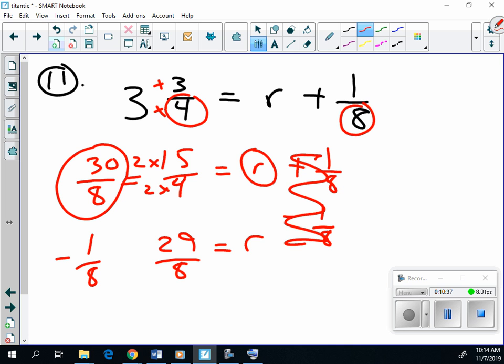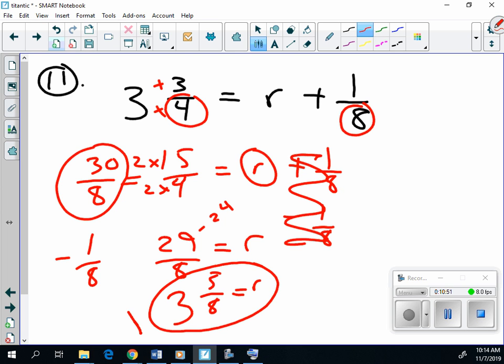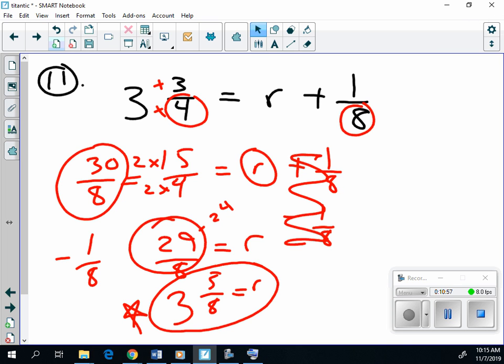8 times 3 is 24, right? 24. So 29 minus 24 is 5. 3 and 5/8 equals r. So I'd be accepting both of those answers. This is the more simplified one, but if you had 29/8, you were on the right track, and that is also a correct answer. Nice job.